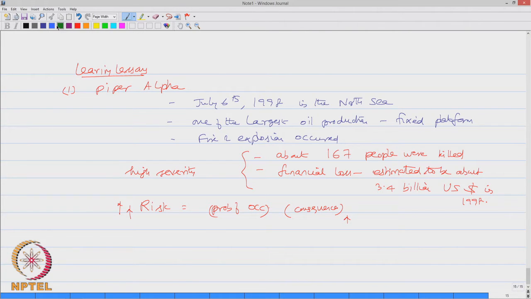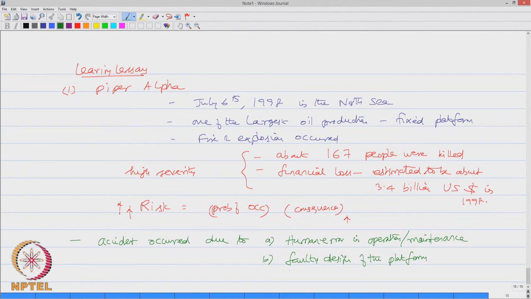So, the post-aftermath investigations concluded that the accident occurred due to human error in operation and, let us say, maintenance. The second was faulty design of the platform.